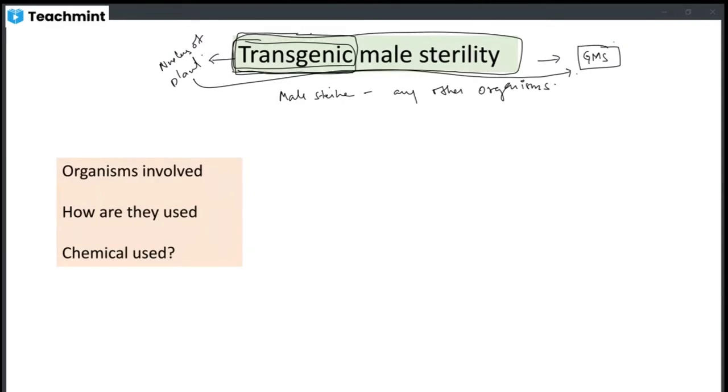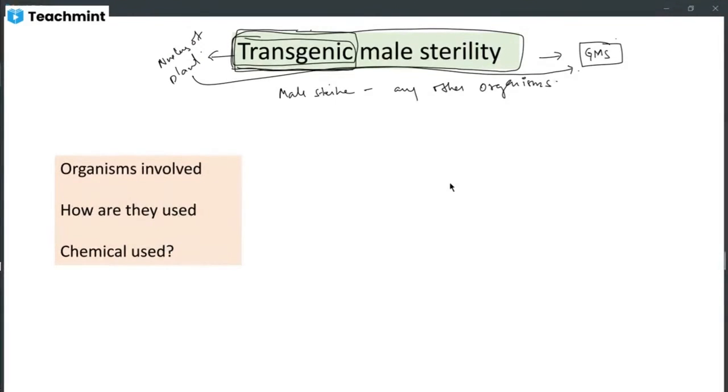Right, we can call it a type of genetic male sterility, because the transgenes which we are taking from other organisms will be integrated into the nucleus of the plant. So this is also a type of genetic male sterility. Now in transgenic male sterility, we will be seeing a system named the Barnase-Barstar system of male sterility.